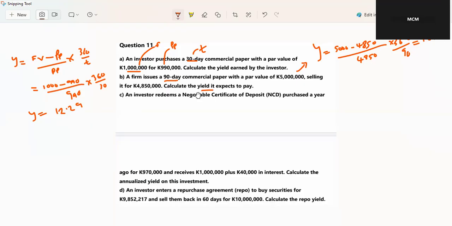So an investor redeems an NCD purchased a year ago for 970 and receives 1,000 plus interest of 40. Calculate the annualized yield on this investment. So the yield for NCD is slightly different. How do we calculate the yield for NCD?